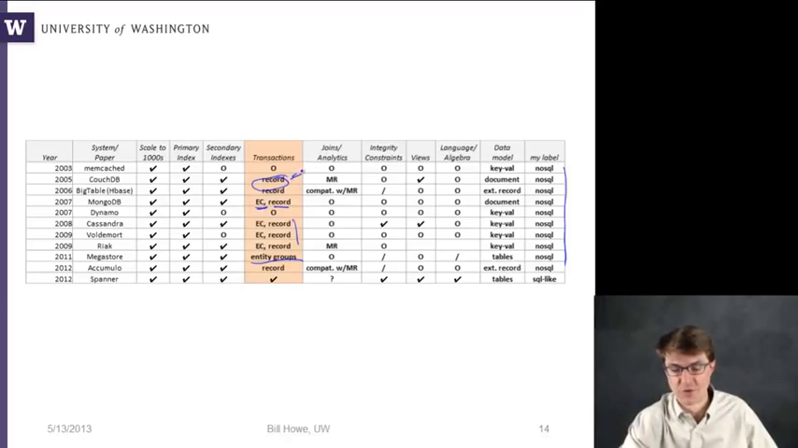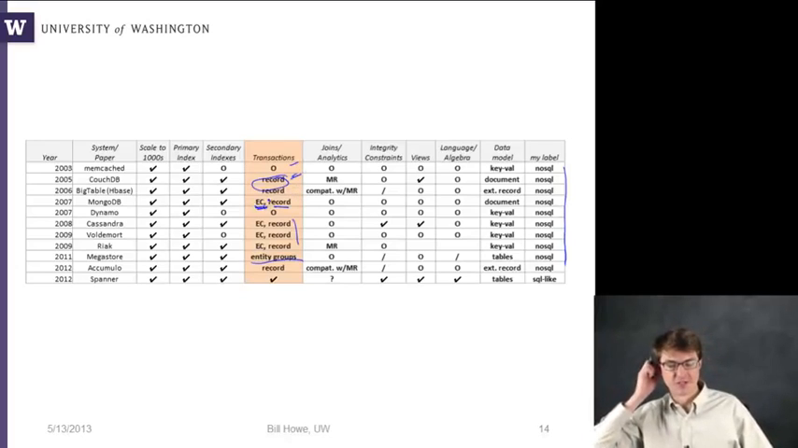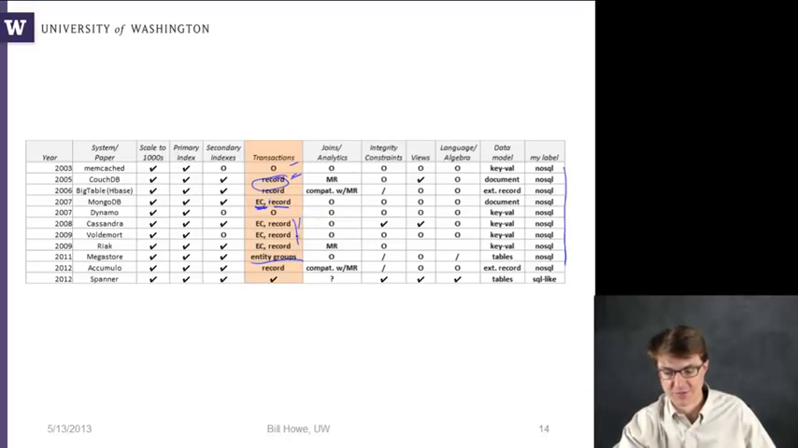So within an individual record is supported. Within some of these systems, nothing's even supported. There's no guarantees at all, really. And what this EC means is eventually consistent. So it's not really strongly consistent. It's just not a transaction, but they do have eventually consistent guarantees at the record level. And that's what all these systems sort of guarantee.